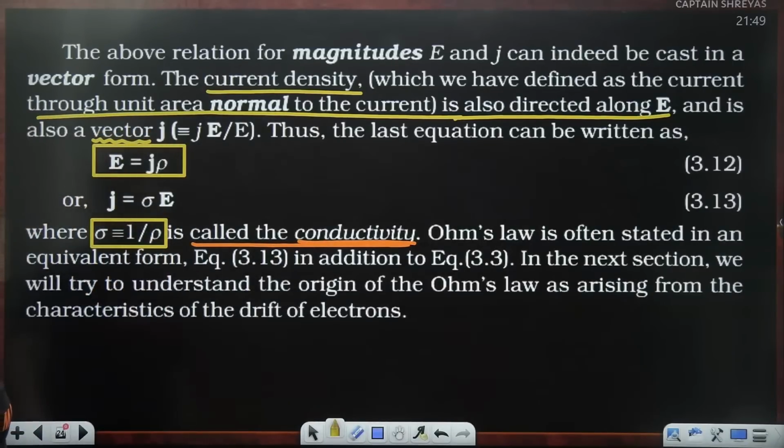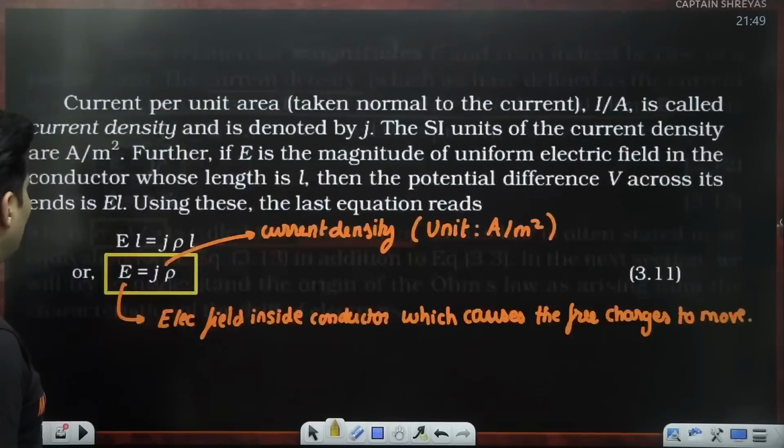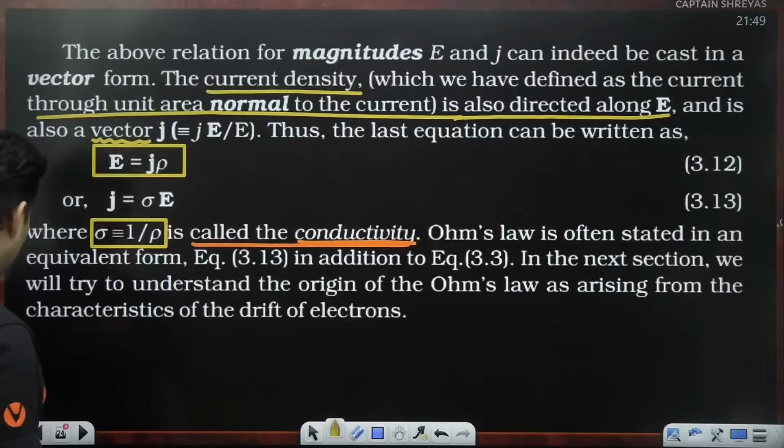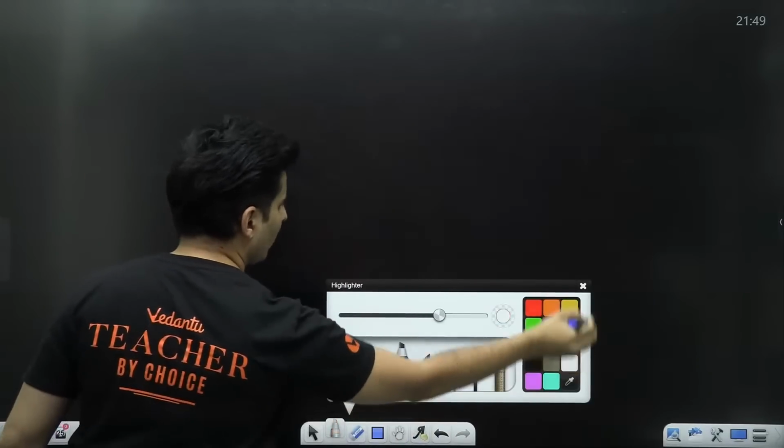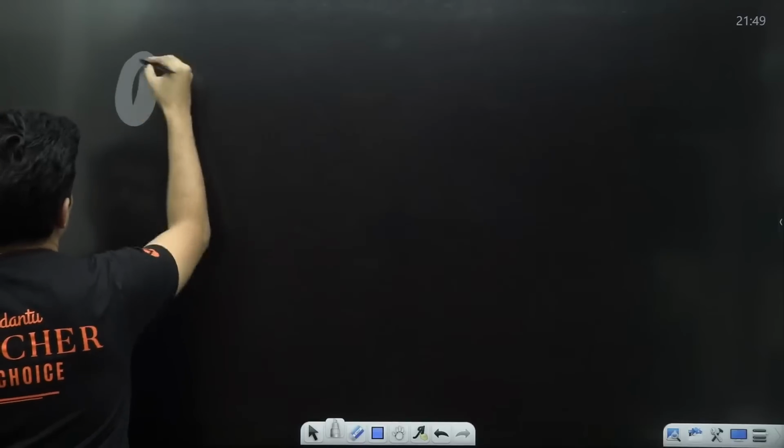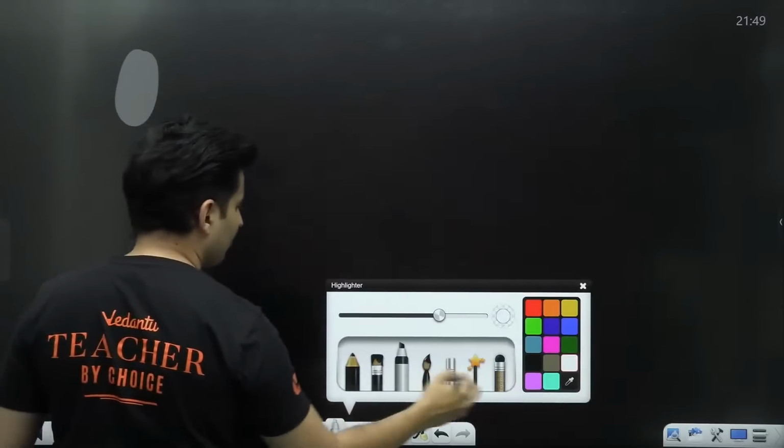Okay. So now what have they basically told over here? Let me tell you. See, understand this, very carefully. Observe. This was our area.